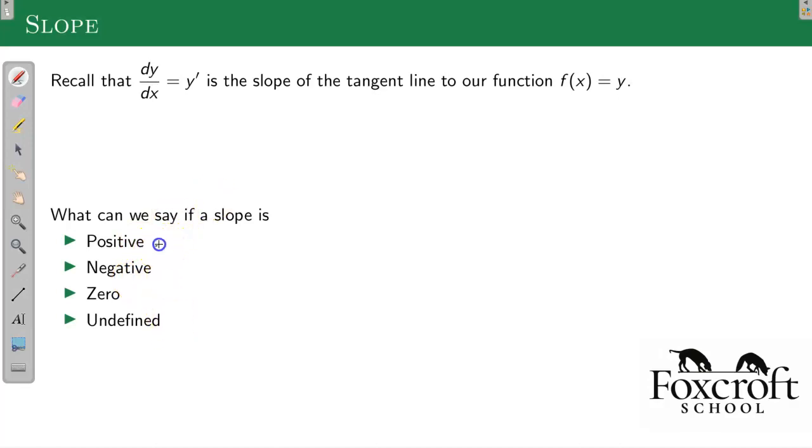If it's positive, we know our line is going upward in that direction. If it's negative, it's going down. If it's 0, it's going to be perfectly flat. And undefined, a few different things can happen. There could just not be a tangent line, or it could be going straight up and down. That doesn't have a slope because the x values are the same.